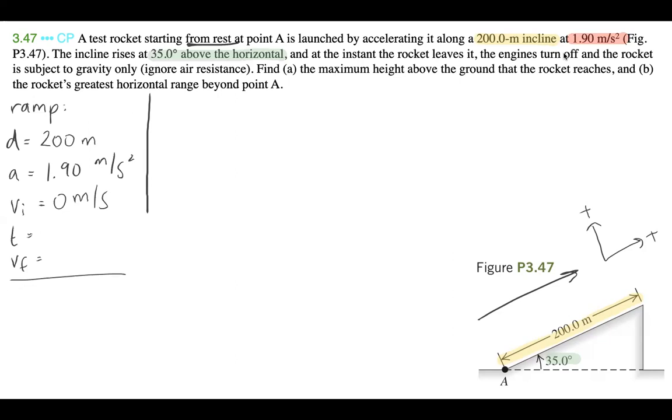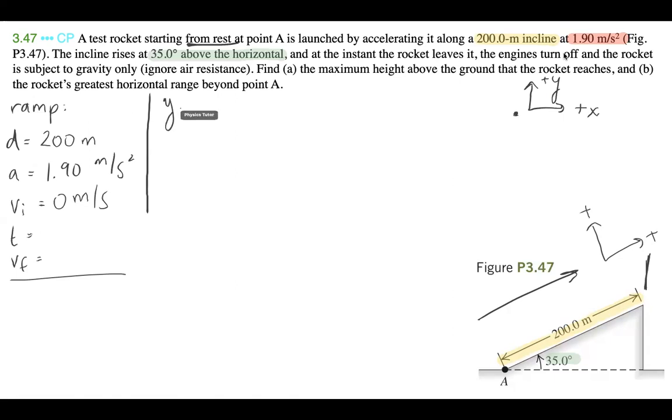So now let's look at post-ramp, what happens. Now we can implement a new coordinate system. Once this rocket leaves the ramp, we can define a new coordinate system and just treat it as normal. We can say that this is plus x, and this is plus y. So now let's write down everything that we know in the x and y direction.